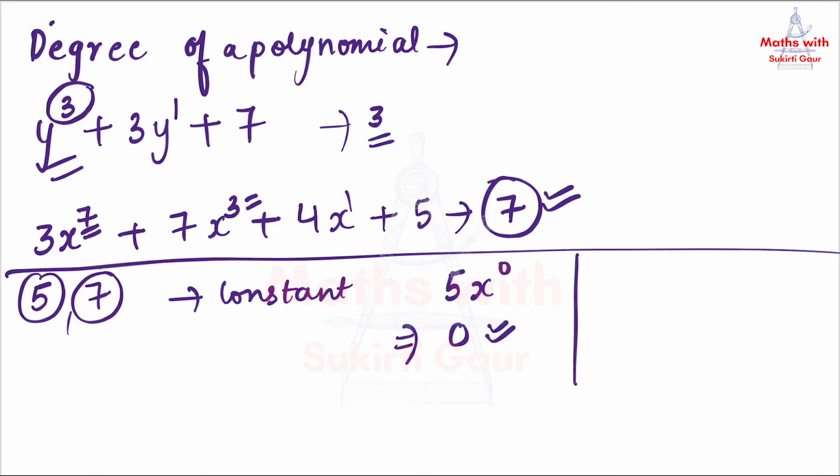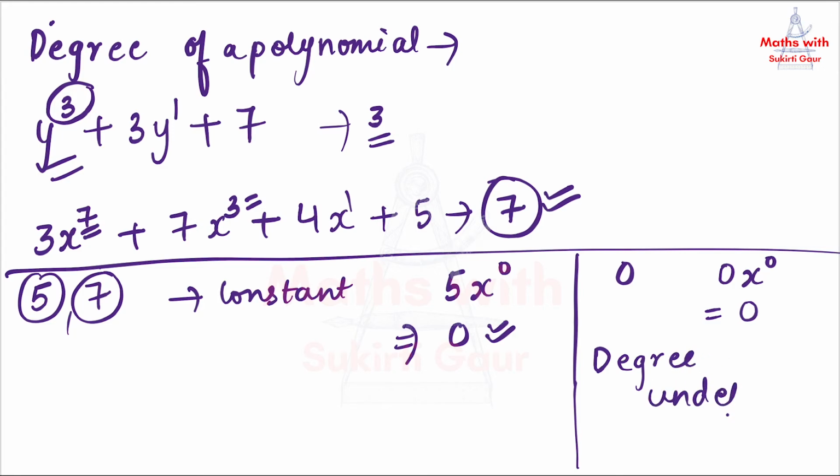But if I write 0 as a constant, what is the degree of this polynomial? Can I write 0 as 0x to the power 0? It is again going to be 0. Yes or no? So in case of 0, we do not have any degree. So the degree of 0 will be undefined. I hope it is clear why the degree of 0 is undefined. And the degree of a non-zero constant is 0.